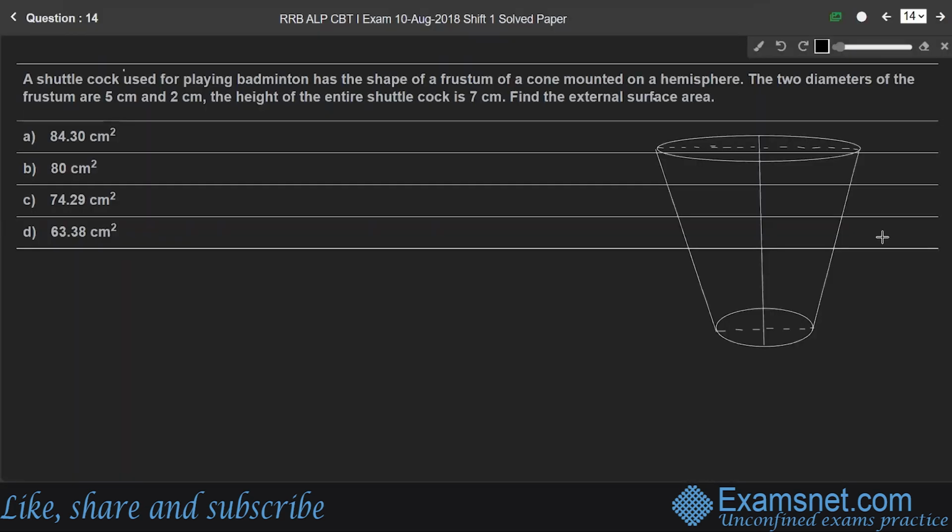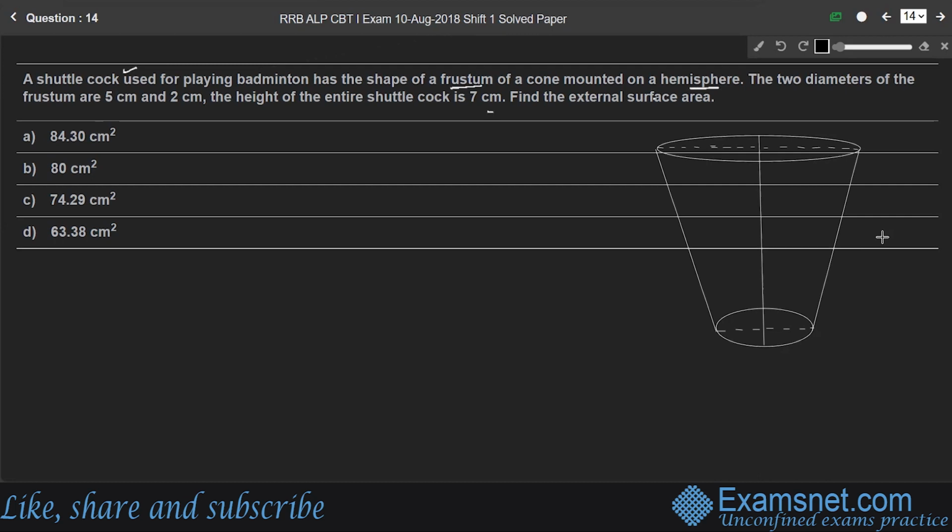Question 14. A shuttlecock used for playing badminton has the shape of a frustum of a cone mounted on a hemisphere. The two diameters of the frustum are 5 cm and 2 cm. The height of the entire shuttlecock is 7 cm. Find the external surface area.